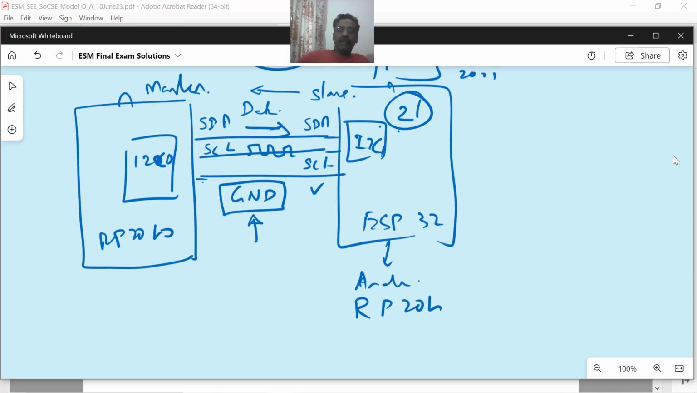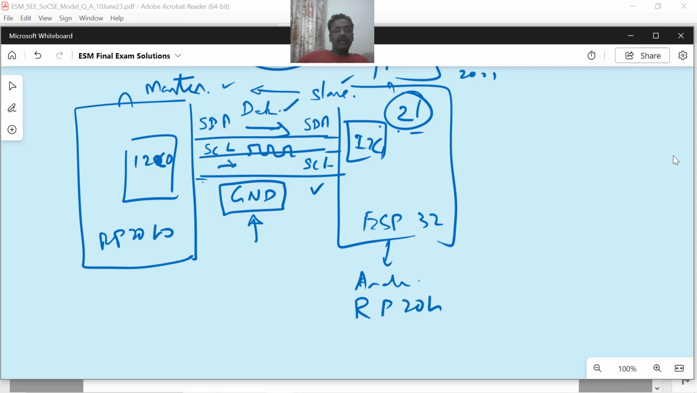So it says slave device 21, please send the data. Then the master drives the clock, and the data is driven by the slave and read by the master. So either this way you can write it. Mention the master, the slave device, and the flow of data between master to slave or slave to master.